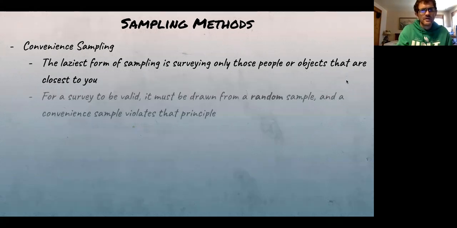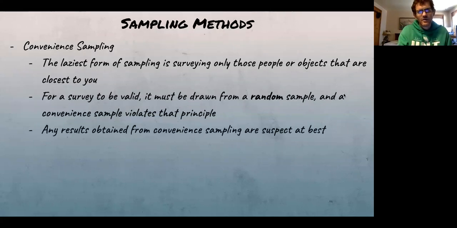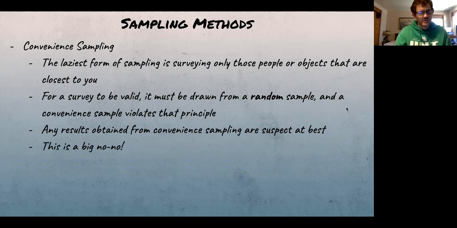And so for a survey to be valid, it must be drawn from a random sample, and a convenience sample violates that principle. So you really can't trust anything that comes from a convenience sample. It's just a big no-no. Make sure you can identify it, say, oh, that's convenience sampling, and so these results are invalid.